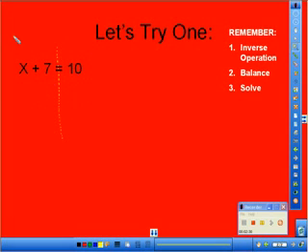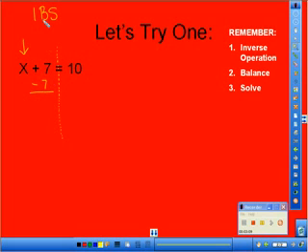Now, the goal is to isolate the variable. Isolate means to get the variable alone. We want this x to be all by itself. So, in order to do this, we are going to take it step by step using our acronym IBS, Inverse, Balance, Solve. So, you always want to start on the side with the variable. Take a look and see, what are they doing? They are adding 7. So the inverse operation of adding 7 would be to subtract 7.